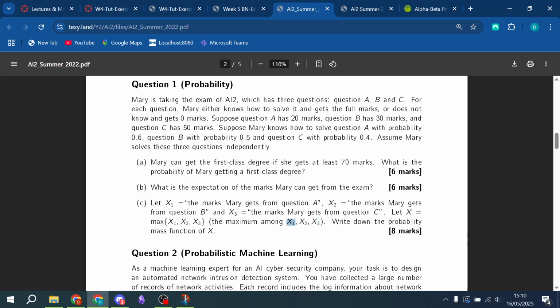This is either 0 or 20, this is either 0 or 30, and this is either 0 or 50. And so this would be 20 with probability 0.6, because there's a 0.6 probability that she gets question A right. So that means there's a 0.6 probability that this has 20 marks. And that's the same for both of these with 30 and 50.